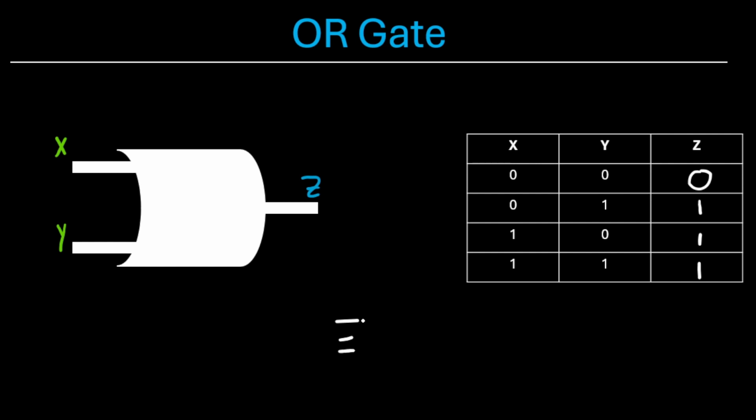Now, the characteristics carry over for even, say, a 3-input OR gate. If any of these 3 inputs are high or logic 1, the output will also be high or logic 1. And the only case where the output will be 0 is if all of these inputs are 0.